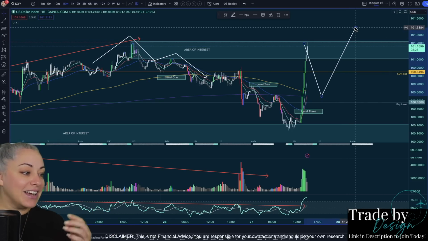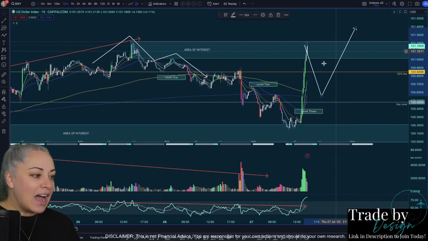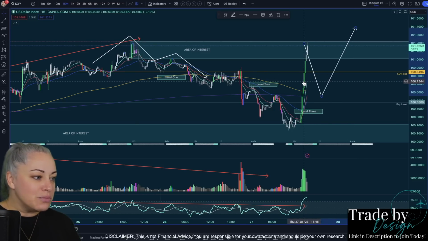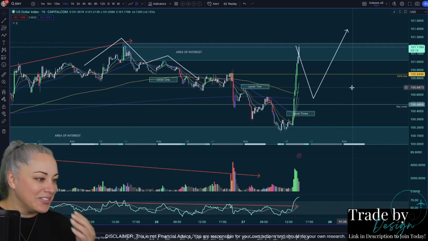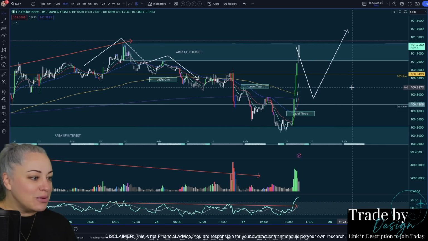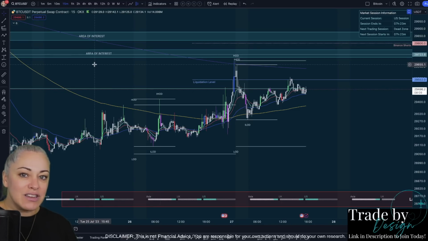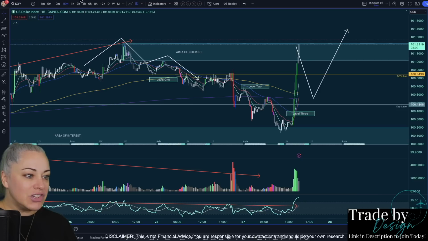But how is that possible, guys? How is it possible that the DXY has moved like that? It's not a mark on my screen. Those are real candles. How is it possible that we've shot all the way through like that and Bitcoin hasn't moved? Let's show you everything else.